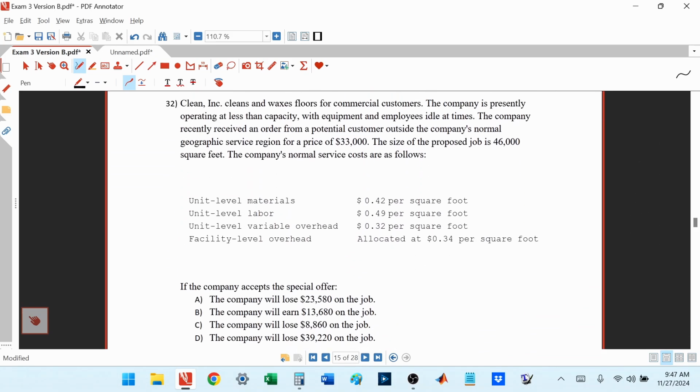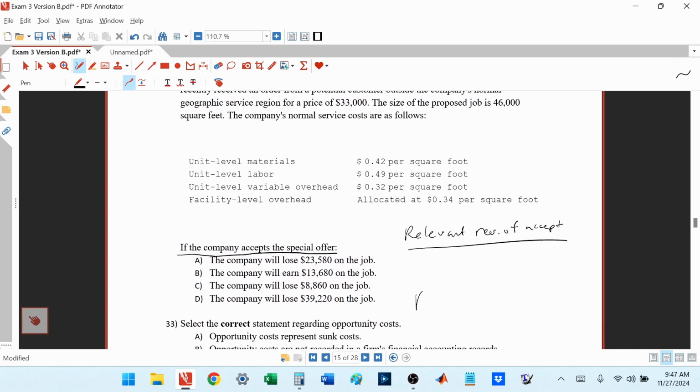32. If the company accepts the special offer, what will happen? Well, if you remember the formula sheet for this chapter, I think it's chapter 13, so it's the formula sheet for exam 3. Remember chapter 13, we went through 4 decision-making contexts, and one of them was, do we reject or accept a special offer? So if you go to the formula sheet, it'll give you the shortcut to answer that question. And you'll see that we need to compute the relevant revenue from accepting and compare that to the relevant cost of accepting.